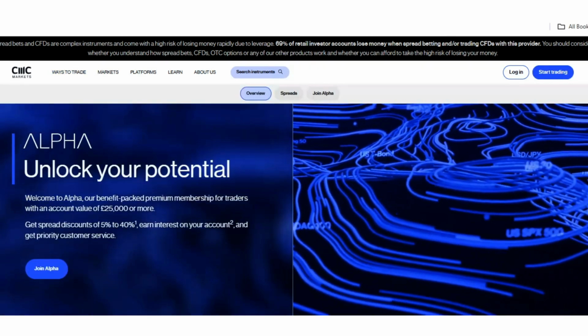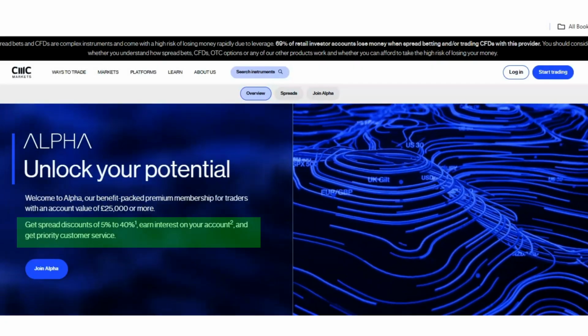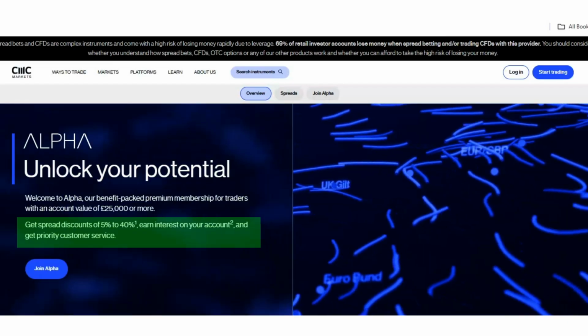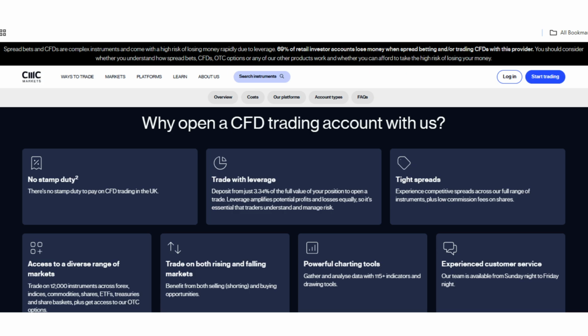But you can get a spread discount of 5% to 40% and earn interest on your account when you trade with their Alpha account, which is for their premium members who meet certain criteria. If you choose to trade with their FX Active account, you will be trading with spreads from 0 pips on major Forex pairs with commission from $2.50, but on the CFD trading account, you will only be charged spreads that are lower than Tickmill's classic account spreads, which is from 0.5 pips on major Forex pairs with 0 commission.